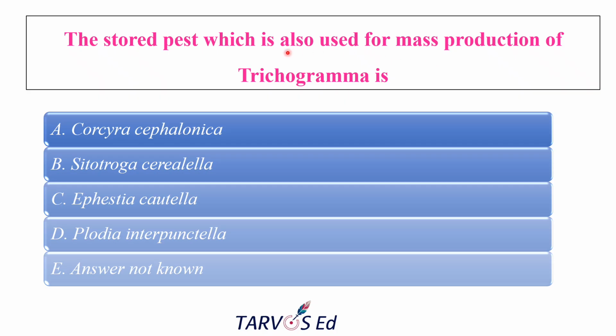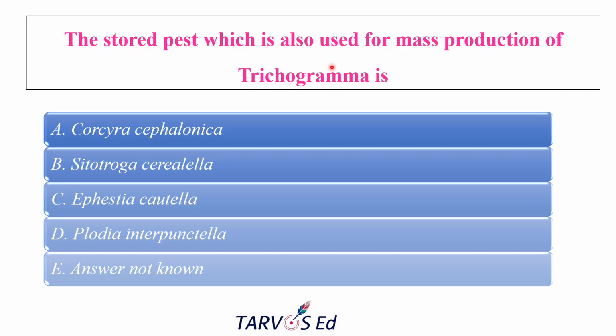So why is mass production required? You need millions of Trichogramma adults just for field release, but they are too small. The size is about 0.5 mm. The adult of this egg parasitoid is very small, 0.5 mm, and we have to rear them.